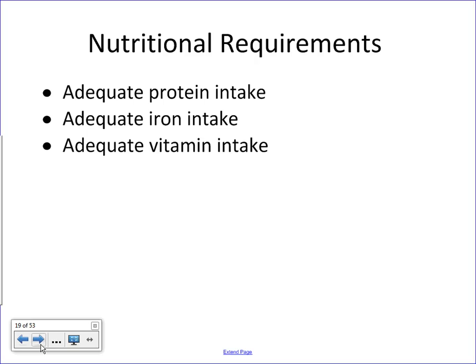Now, in order for this process to take place, there needs to be some proper nutritional requirements. For starters, there has to be protein. All the cytoskeletons are protein. Hemoglobin is protein.